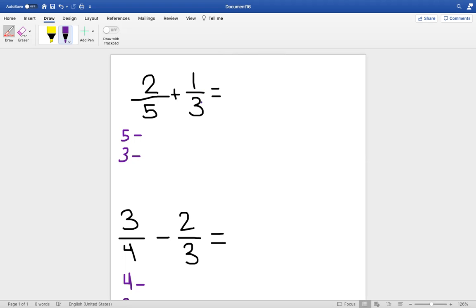And I know that I've also shown you the trick of you can also just multiply the two denominators to get a common denominator, but that's not always going to be the least common denominator.